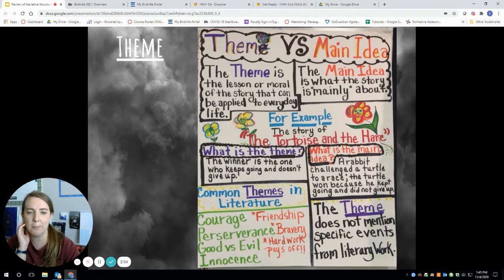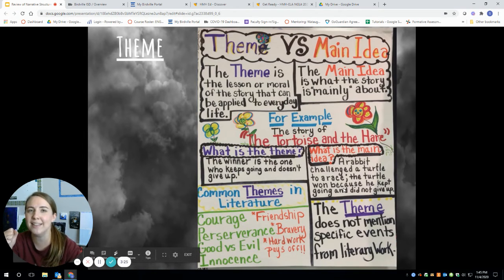If we look at the example of the story, The Tortoise and the Hare, or the rabbit and the turtle, they're racing each other. The rabbit is always ahead, but he keeps pausing to take naps. One time he falls asleep and sleeps too long, and the turtle beats him in this race. So the question is, what is the theme of The Tortoise and the Hare? The theme would be about what makes you a winner. A theme statement would be, the winner is the one who keeps going and doesn't give up. The winner is the one that keeps their eye on the goal. That would be a theme statement.